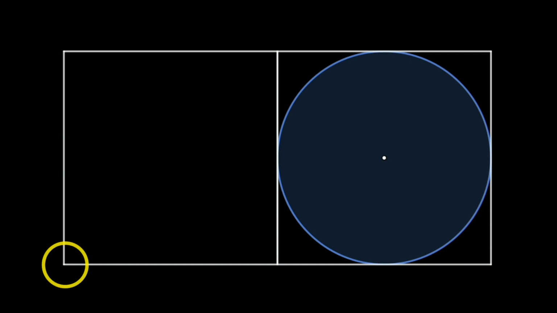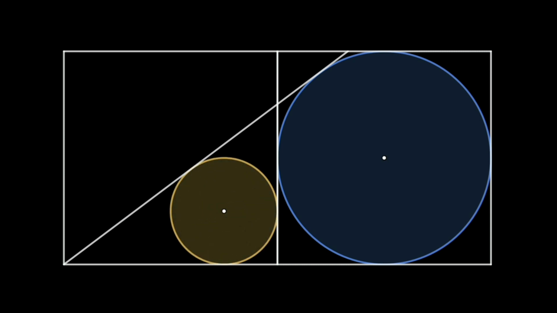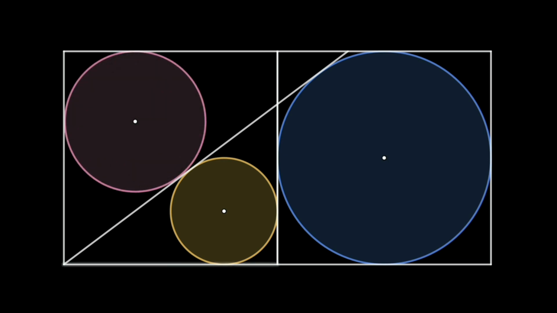Now from this particular corner we draw a line segment such that it is tangent to the blue circle. Now we draw a yellow circle such that it is tangent to this white line and also it is tangent to the adjacent side of the square. Similarly, we draw a pink circle such that it is tangent to this white line and also it is tangent to the adjacent side of the square.